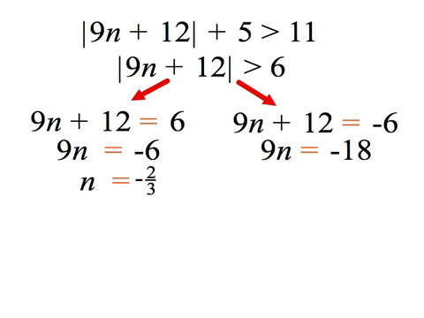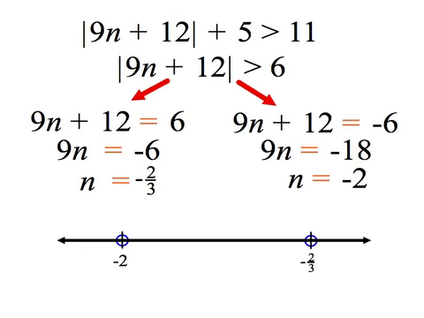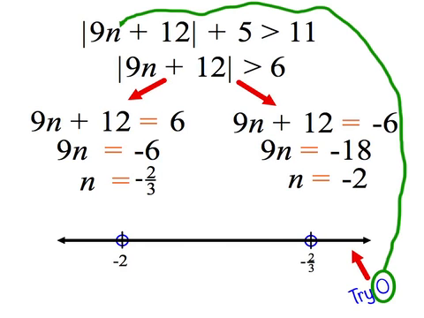We add negative 12 on the right. We divide by 9 and we get n is equal to negative 2. Then we start with our number line and we mark the negative 2 and the negative 2/3 in their proper order. And now to determine how to shade it, we're going to test a number from each of the three regions marked off by the negative 2 and the negative 2/3. We're starting on the far right, and we're going to try a number that's easy to work with. How about 0? We go way back to the original inequality and we plug in 0.